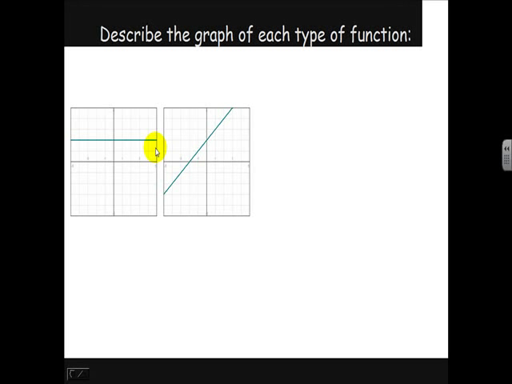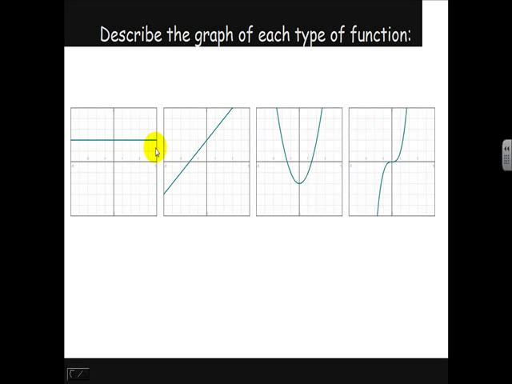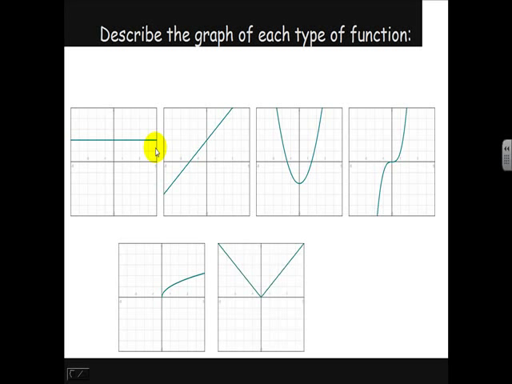This next one is not a vertical line, but a diagonal line, another simple linear graph, y equals mx plus b. Here's a parabola, y equals x squared minus, looks like minus 2. Here's a cubic, that's y equals x cubed. Here's a square root, y equals root x. Here's an absolute value, y equals absolute value of x. And here's a reciprocal function, y equals 1 over x.